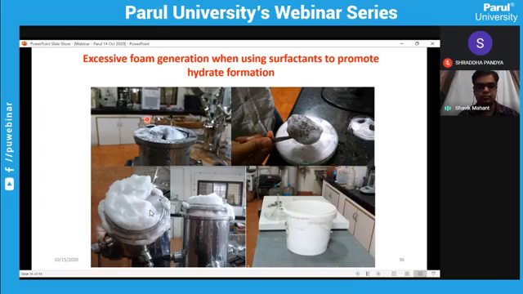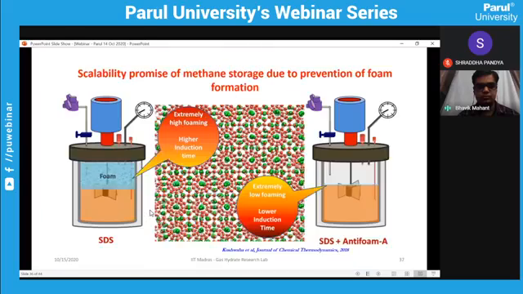But there is some problem. If you use surfactants, then there will be foaming. So you can see that this is foaming over there. So how can we reduce the foaming? This is a picture of our lab. So we develop some chemicals there. The chemicals are used for reducing the foaming. We name them anti-foaming agents.